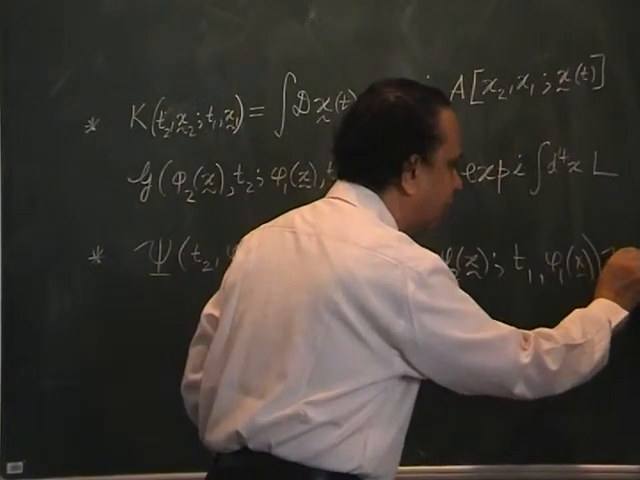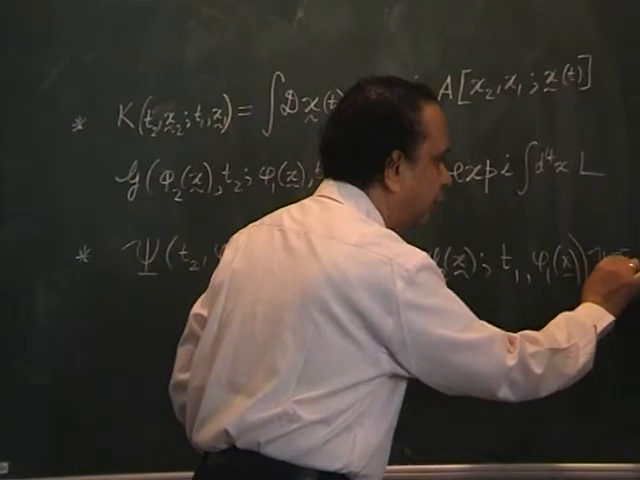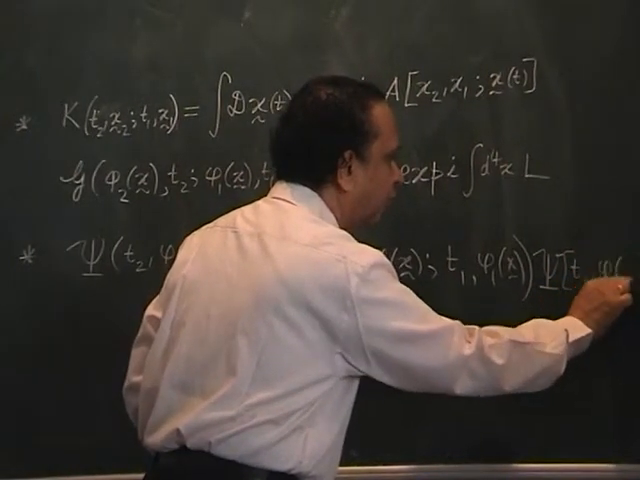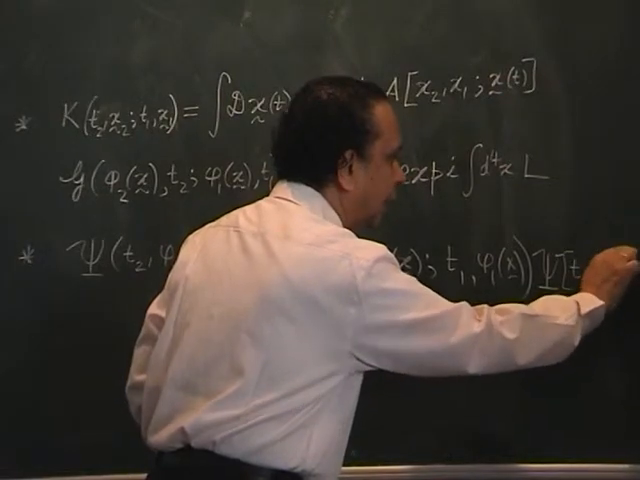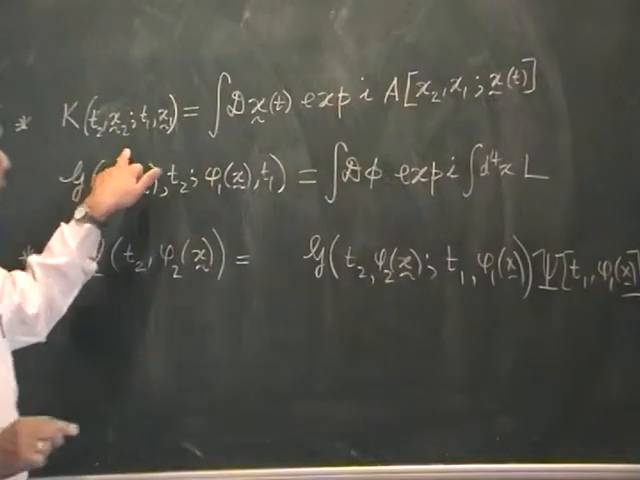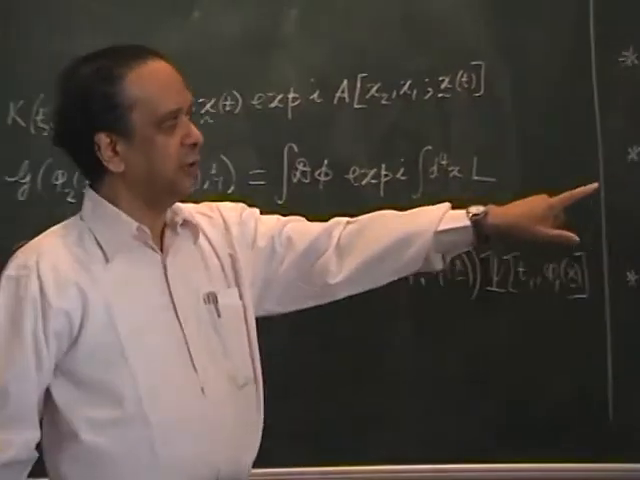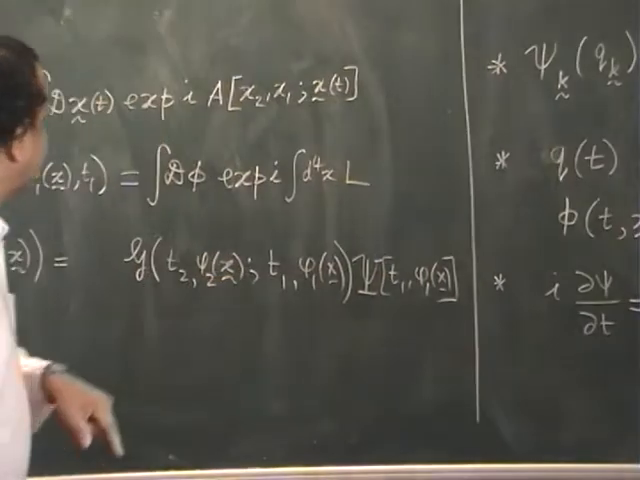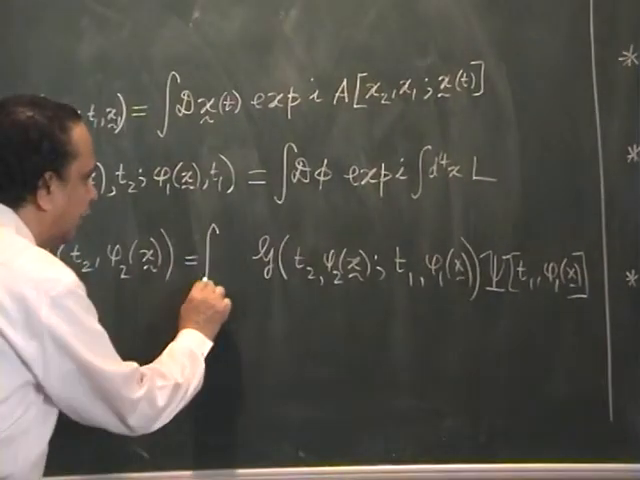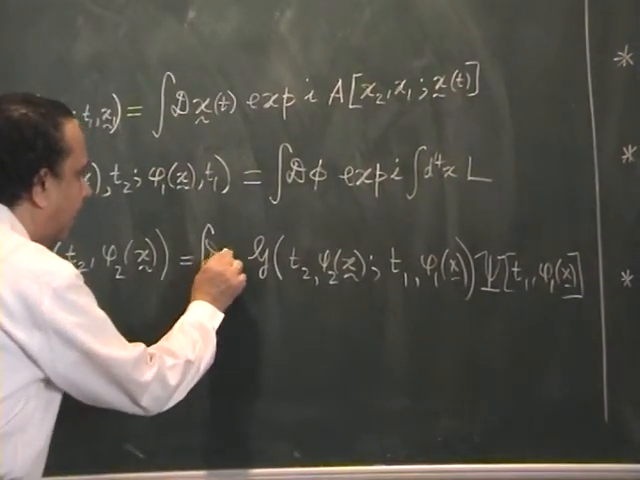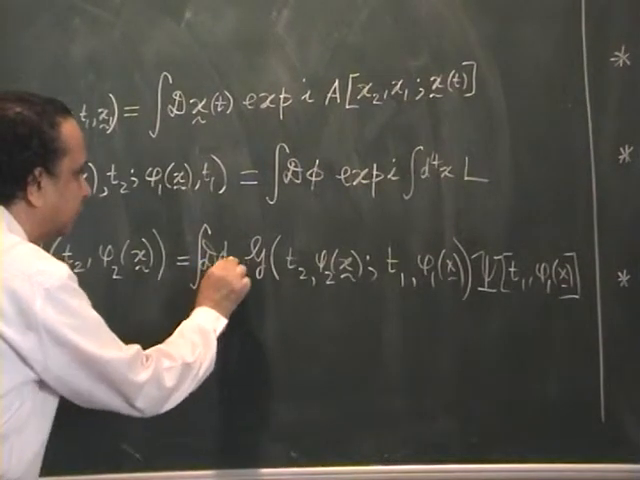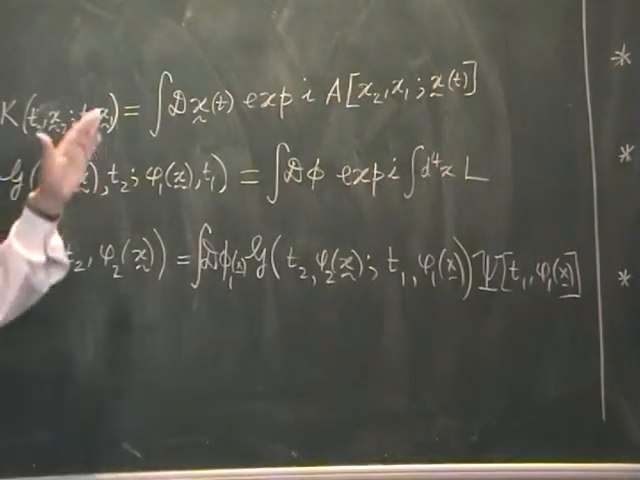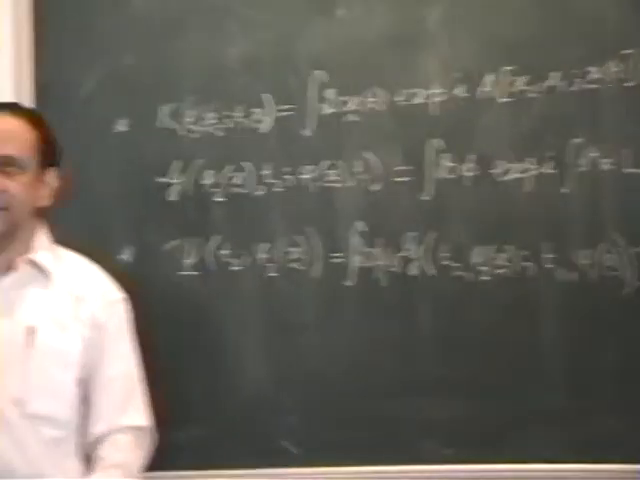Multiply the functional at the initial time, which is psi of t1 phi1 of x. And normally, in this particular case, I would have multiplied it by this wave function and integrated over this coordinate cube. Here my coordinate is replaced by this phi, so I have to do a functional integral over d phi. So the analogy is perfect, but calculation is a pain.